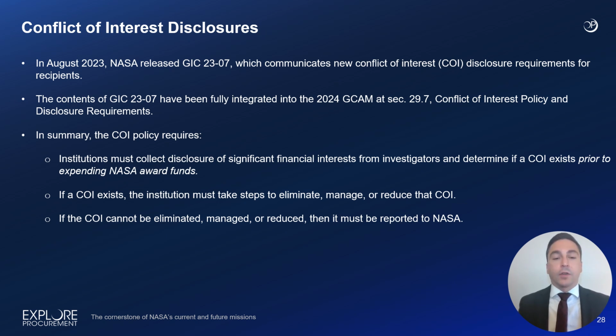If a conflict of interest does exist, then the institution must take action to either eliminate, manage, or reduce that conflict of interest. If for any reason the institution cannot eliminate, manage, or reduce the conflict of interest, then that conflict must be disclosed to NASA, and those disclosures are made to your cognizant NASA grants officer. Again, this policy is not new. It was initially published in August 2023, but it is new to the GCAM for 2024.